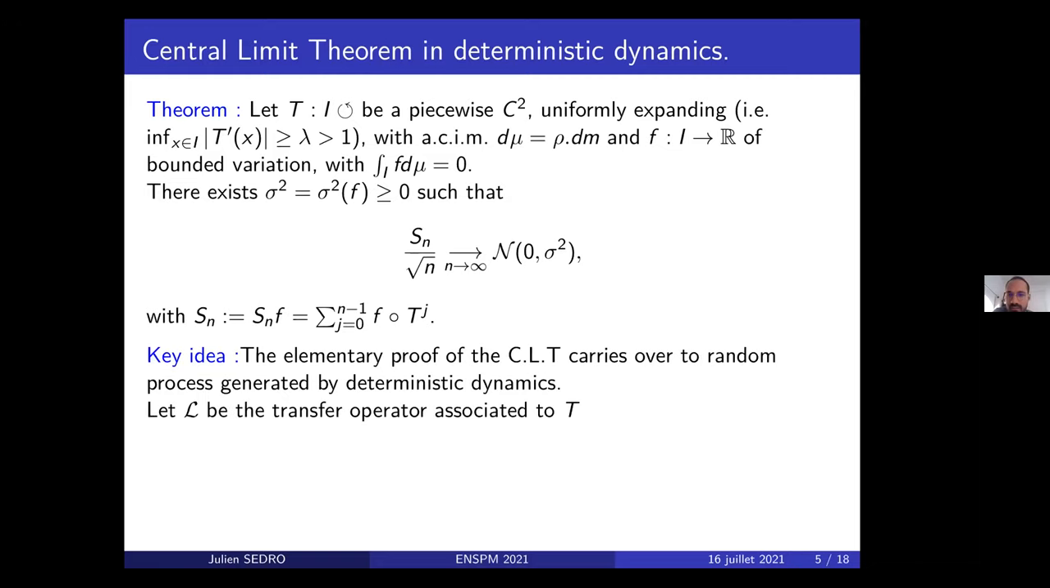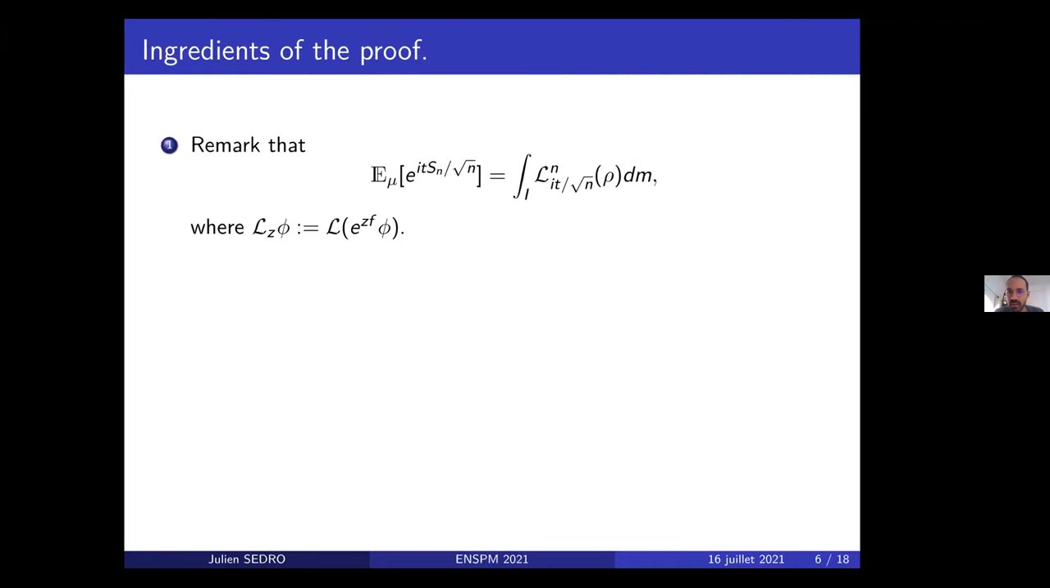So the one important tool in this type of approach is given by the transfer operator associated to the map T, which has the following explicit expression for an observable phi that we will consider to be BV, for example. So what are the ingredients of the proof? You first write the expectation with respect to the invariant measure of the characteristic function of Sn scaled by the square root of n, and you remark that it can be expressed as the integral of something that is close to the transfer operator, which is called the twisted transfer operator, whose definition is written here. And so this gives you a convenient representation of your expectation that will replace the independence and identically distributed assumption of the previous central limit theorem.